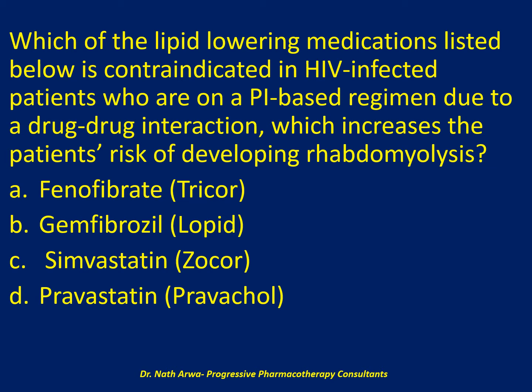And it reads, which of the lipid-lowering medications listed below is contraindicated in HIV-infected patients who are on protease inhibitor-based regimens due to drug-drug interactions, which increase the patient's risk of developing rhabdomyolysis? Would it be fenofibrate, marketed as Tricor? Would it be gemfibrozil, marketed as Lopid? Would it be simvastatin, marketed as Zocor? Or would it be pravastatin, marketed as Pravachol? I'll give you 10 seconds to choose the correct answer.